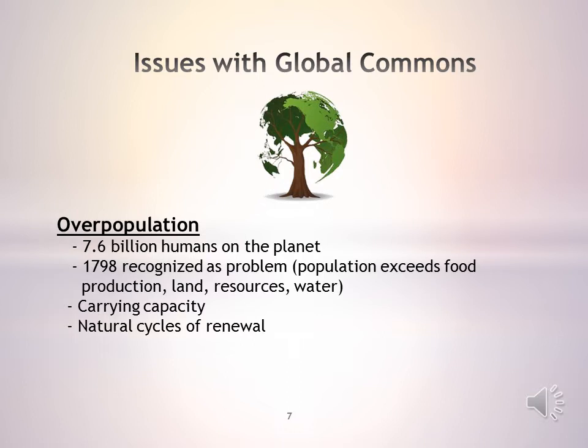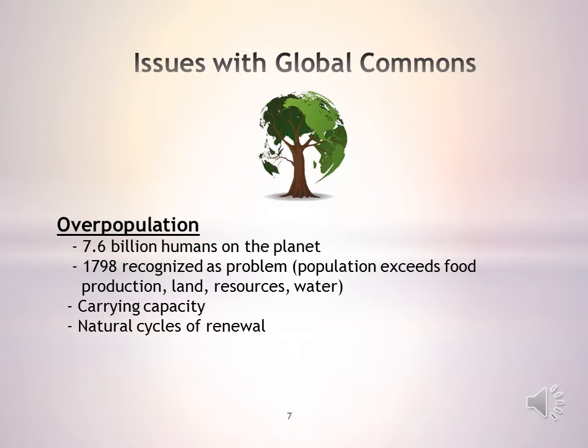Right now, humans are projected to hit our carrying capacity on the planet by the year 2200. At that point, the planet will theoretically no longer be able to support the entire human population, so it will have to start decreasing that population in some way.